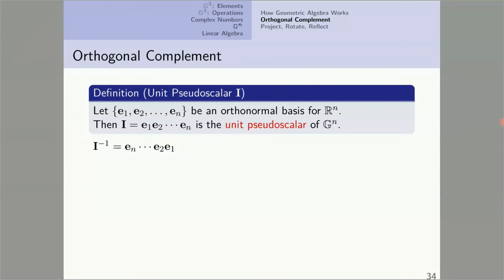I claim that the inverse of I is given by the basis elements written in the reverse order. If that's so, then this claimed inverse times I should be 1. Well, e1 times e1 is 1, so they go away. e2 times e2 is 1, they go away, and so on up until en times en. All we're left with is 1.